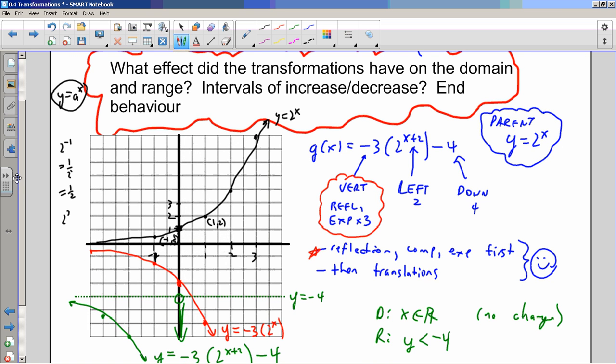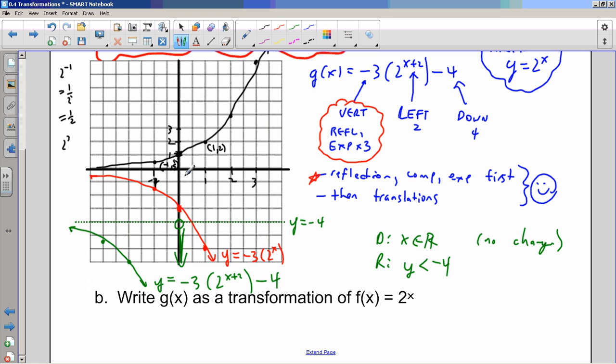The end behavior, well, the end behavior was as x goes to -infinity, y goes to 0, but here as x goes to -infinity, y goes to -4. And that's got to do with our asymptote change. Of course, when x goes to positive infinity, what's going on? Well, for the black graph, y went to positive infinity, but it doesn't now. And that's got to do with the idea of it decreasing now instead of increasing. And the transformation that accomplished that, of course, was the flip. The flip was the thing that changed it from going to positive infinity to negative infinity.